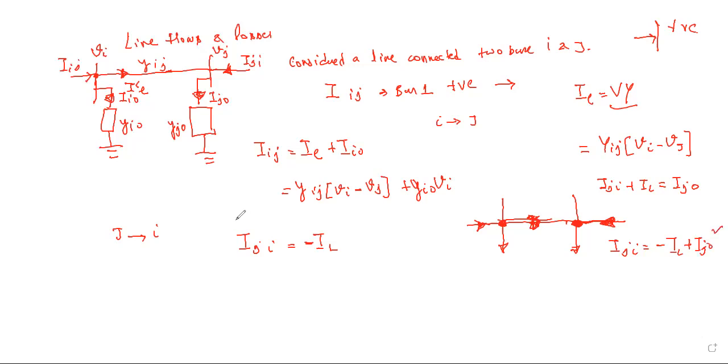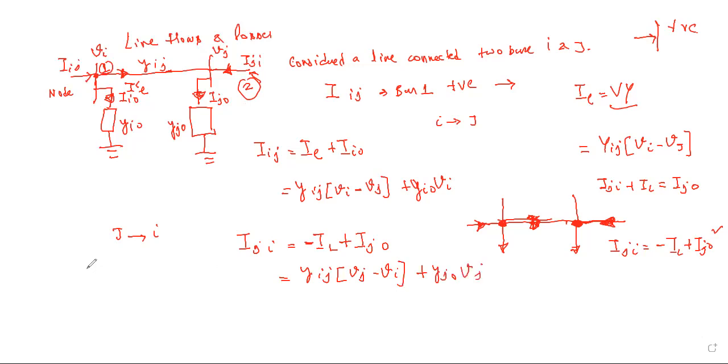So this is for node 2. The first equation was for node 1. So for node 2, Iji would be equal to minus IL plus Ijo. In similar terms, I can write the value in terms of Y: Iji would be equal to Yij into Vj minus Vi plus Yjo into Vj.